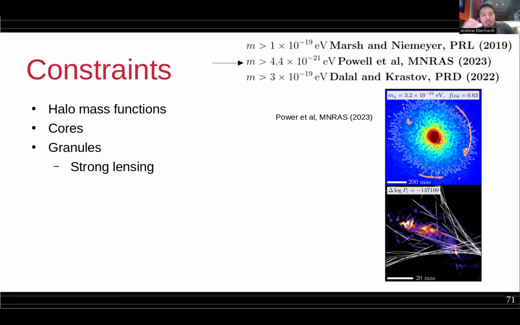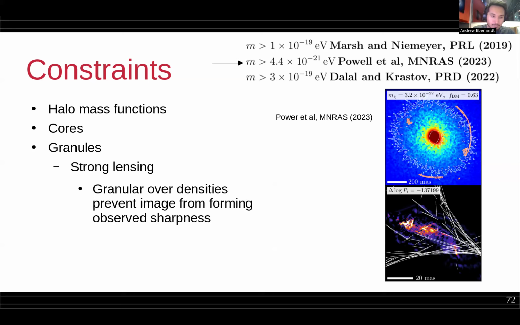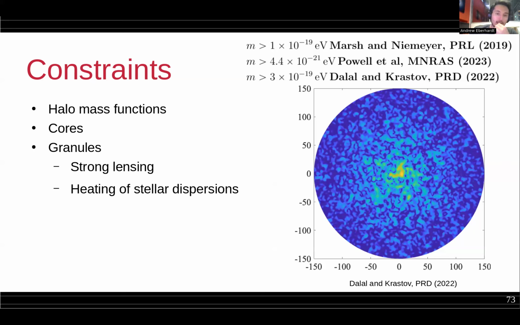But what these granules do, if they do indeed exist, is they create this granular potential. And for instance, if you were to look at strongly lensed quasar jets, as was done in this paper here, you can see that these granules would prevent the image from being as sharp as we actually observe it to be. That's because the light wouldn't focus in the way that we actually observe. And so you can use that to rule out the existence of these granules and just rule out dark matter at a certain mass. So it's preventing the sharpness of the image.